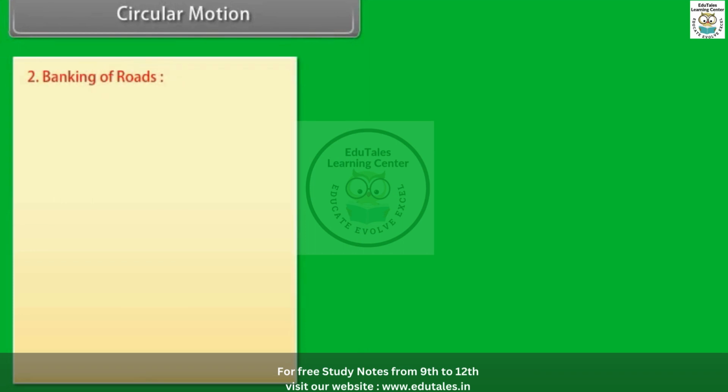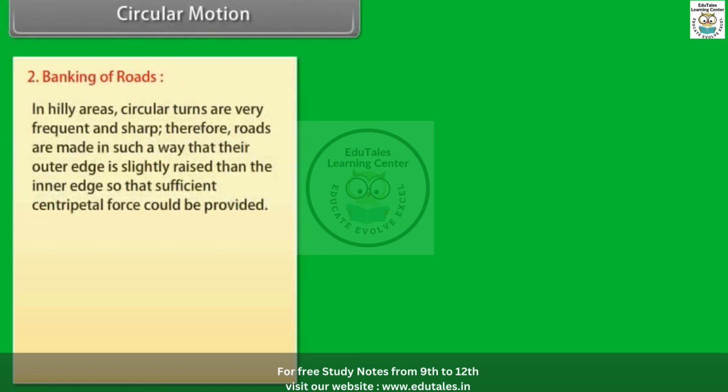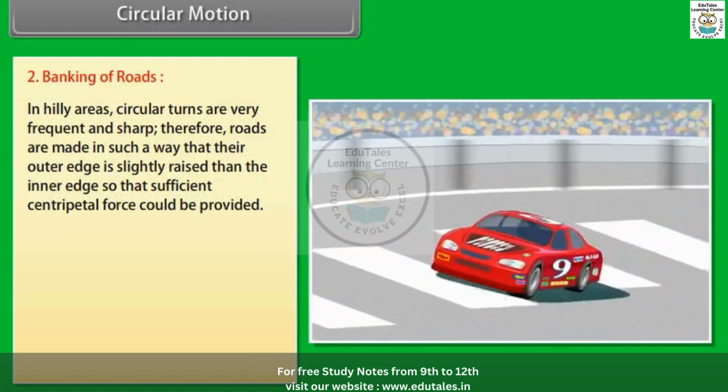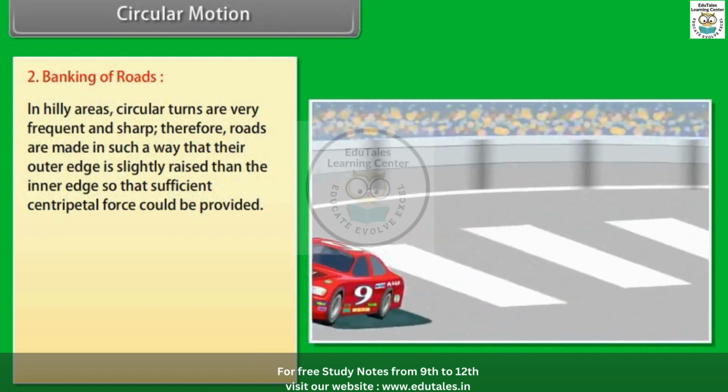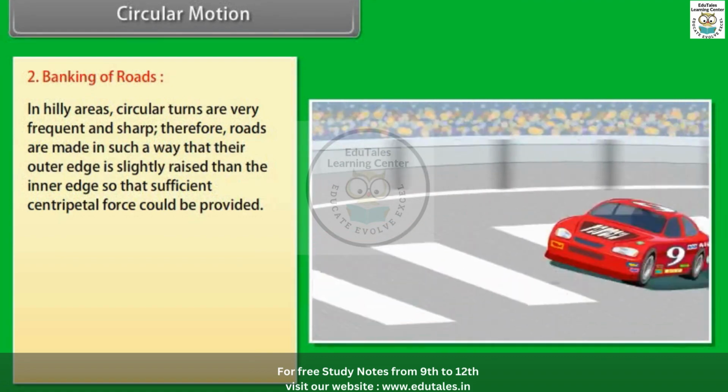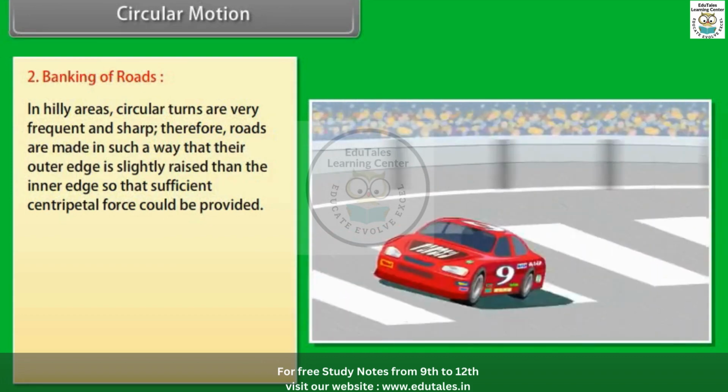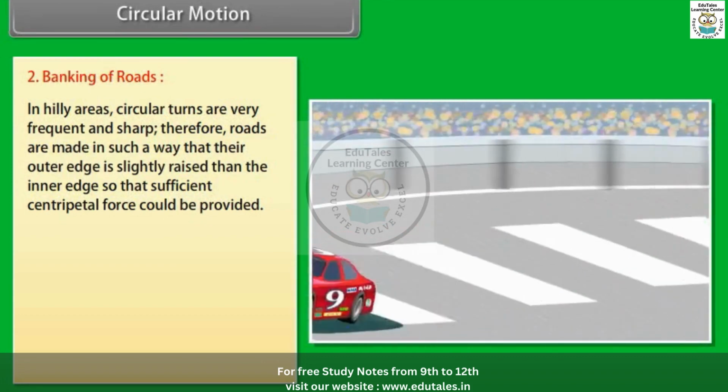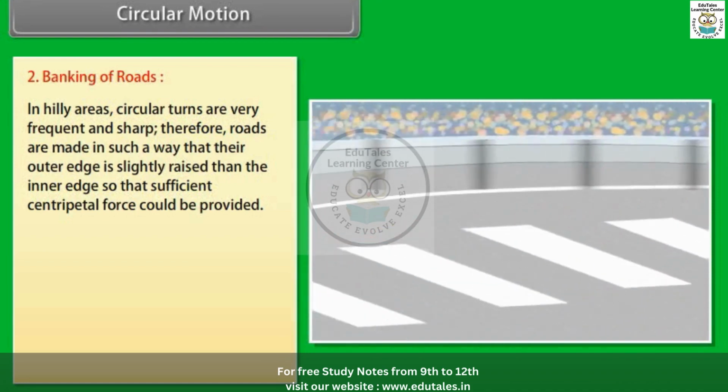Number 2. Banking of roads. In hilly areas, circular turns are very frequent and sharp. Therefore, roads are made in such a way that their outer edge is slightly raised than the inner edge, so that sufficient centripetal force could be provided.